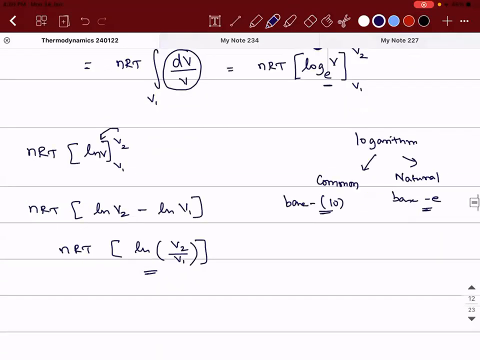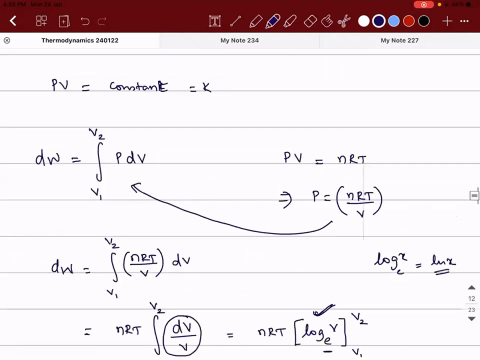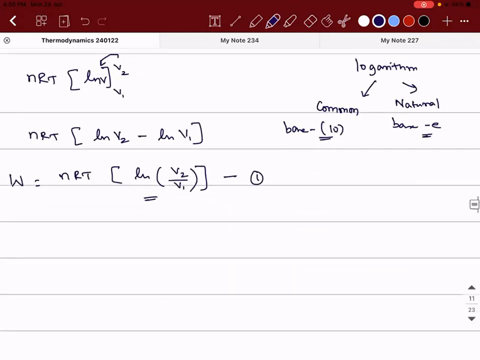Let me call this equation number 1. This is going to be the total amount of work that is done. A small correction which I would like to make here: this is the total work done, not a small amount of work, because I already put the integral. W is equal to this value. So this is the total amount of work done in the case of an isothermal expansion.